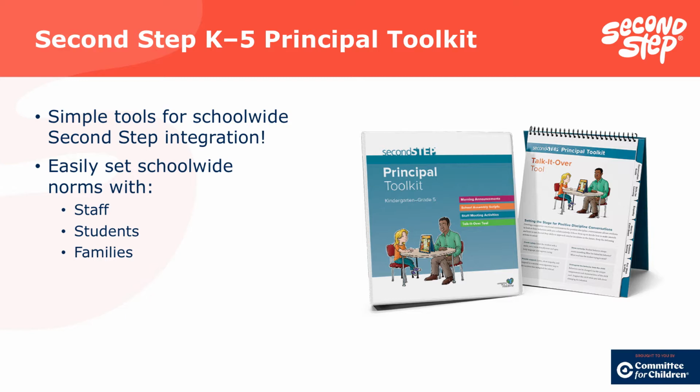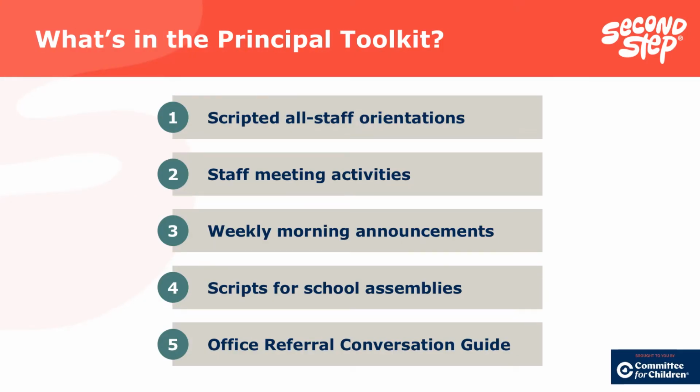The side facing the student has a picture of the poster that they have seen in their classrooms, and so it gives you the opportunity to walk them through those skills that are shown in the posters. The other things that are in the Principal Toolkit include scripted all-staff orientations, which I've mentioned, staff meeting activities, these little brief staff meeting activities that are just a way to educate staff as to the content of the program, but also to keep the program visible and as a high priority for your school. There are weekly morning announcements. There are scripts for school assemblies, again, to help support the school-wide effort, and the office referral conversation guide, which is the Talk It Over tool that we discussed.